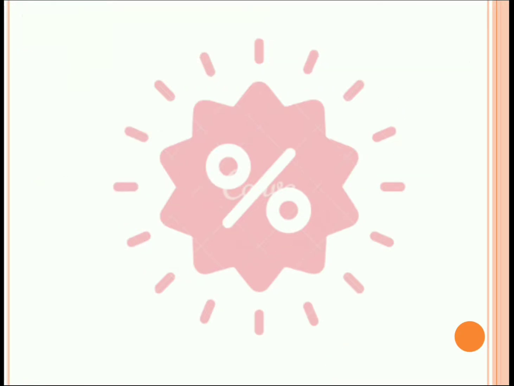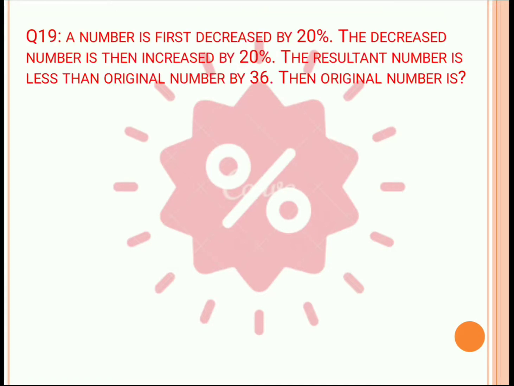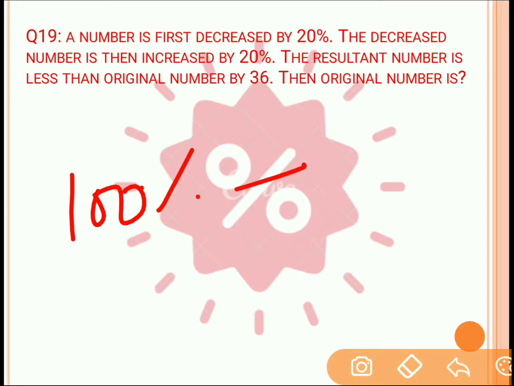Let's move to the next problem. Question number 19. A number is first decreased by 20%. The decreased number is then increased by 20%. The resultant number is less than the original number by 36. Then we need to find out the original number. Let's say the original number is 100%. Then from this 100%, 20% has been decreased. So after the 20% decrement, the number becomes 80%.